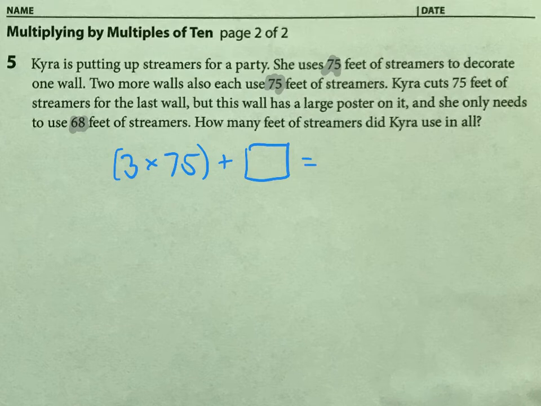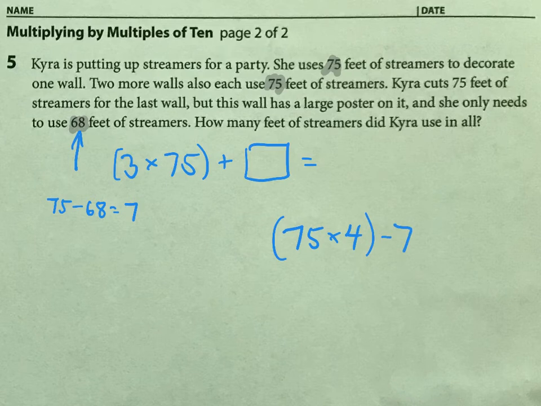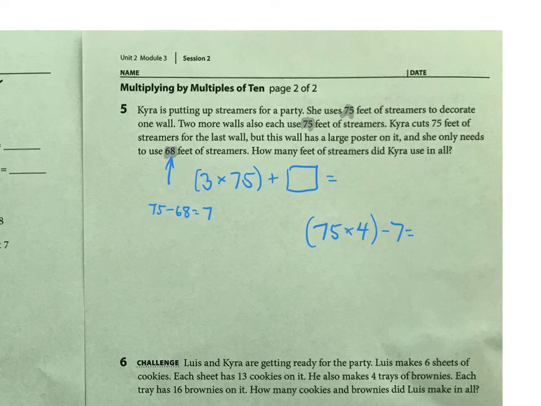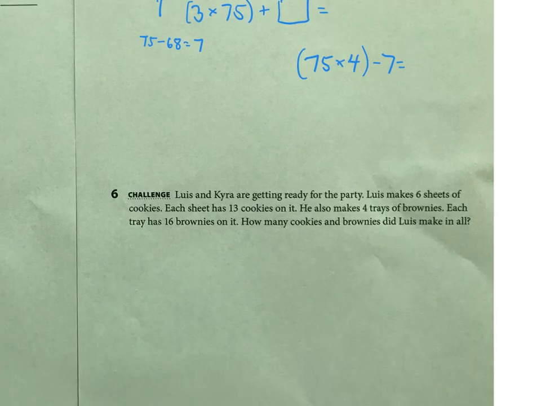You could also just think, okay, this last wall is a little bit less than 75. It is 7 less. So you could just multiply 75 times 4, just do double, double, and then subtract 7. So there are different ways to think about it, but that's how you're going to solve that one. And remember your unit and an equation, however you chose to solve it.